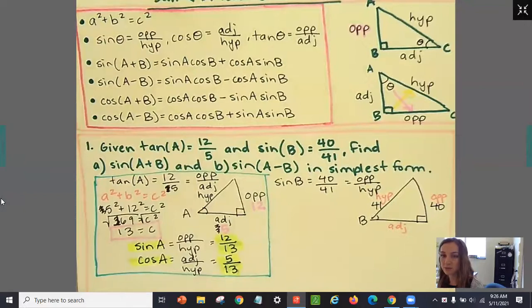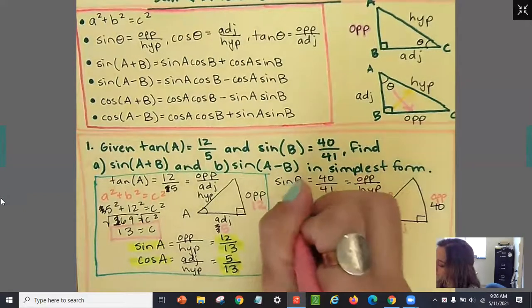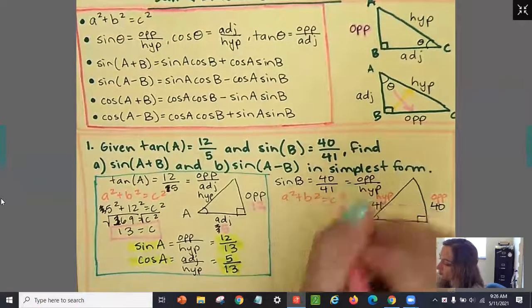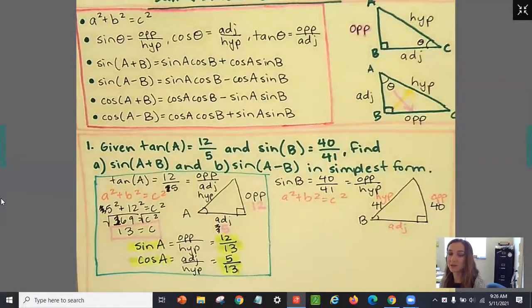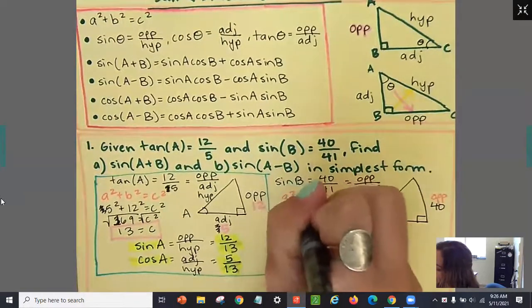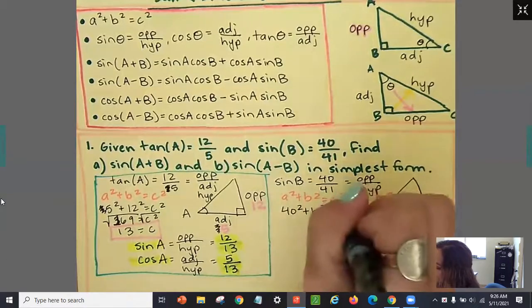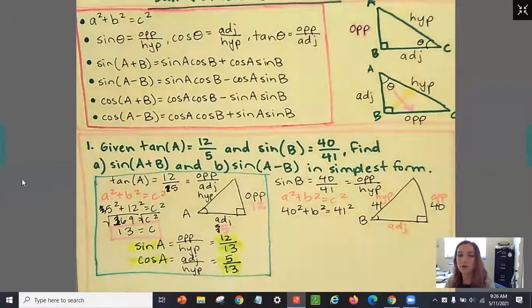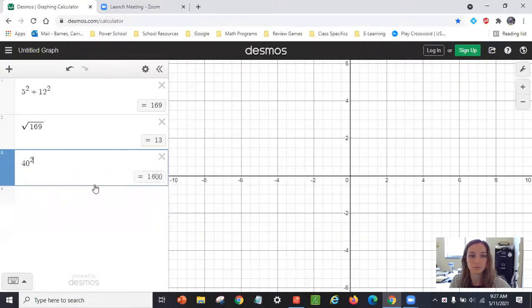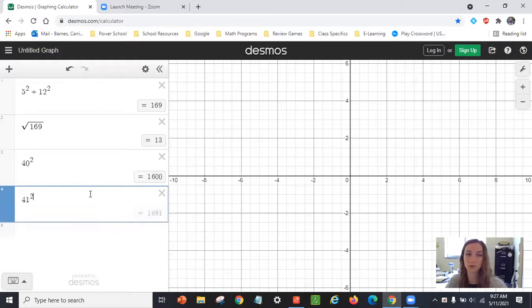So we're going to do a squared plus b squared equals c squared. But remember, the a and b are the two legs, and the c is the hypotenuse. So our hypotenuse is 41. So let's do 40 squared plus b squared equals 41 squared. Let's type that in. So this is going to be 1600 plus b squared equals 1681.